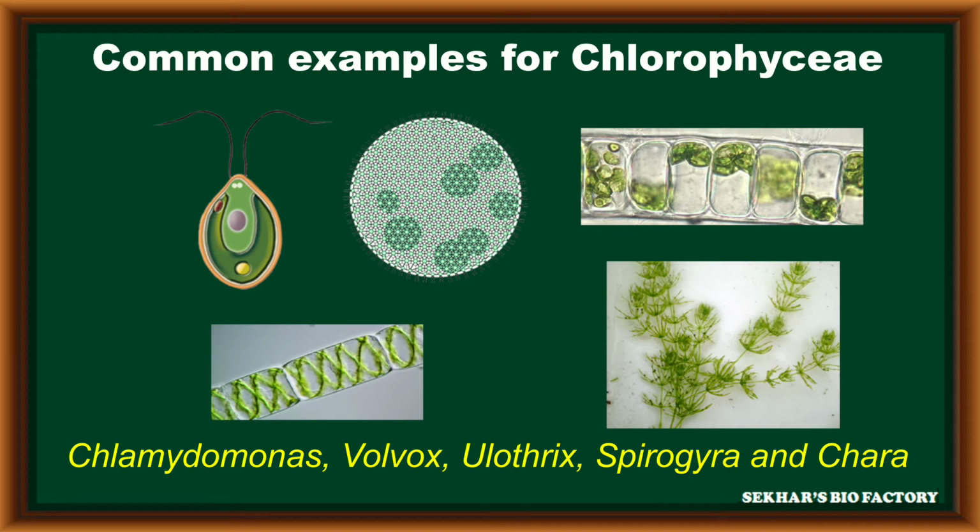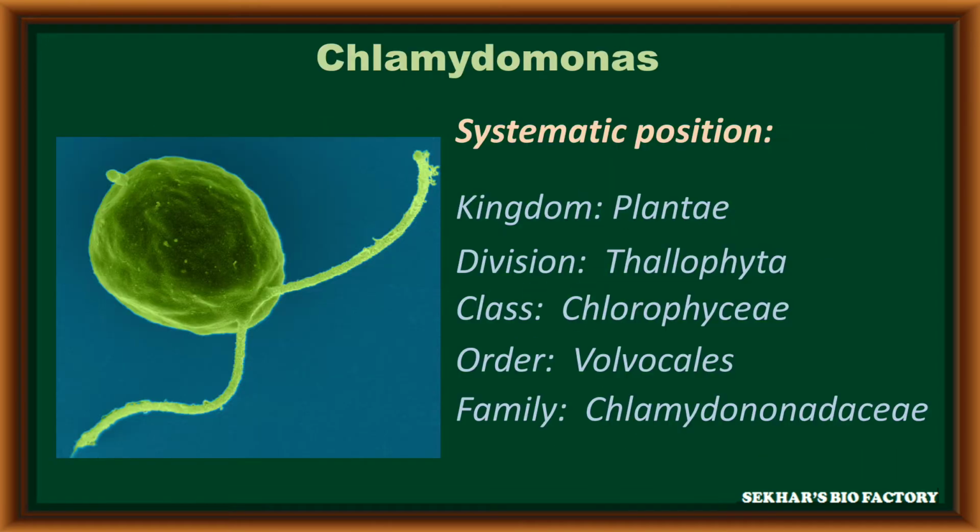Some of the common examples for Chlorophyceae are, first, Chlamydomonas, Volvox, Ulothrix, Spirogyra and Chara. Chlamydomonas. The systematic position of Chlamydomonas is: it belongs to Plantae kingdom, Thallophyta division, Chlorophyceae class, Volvocales order and Chlamydomonadaceae family.